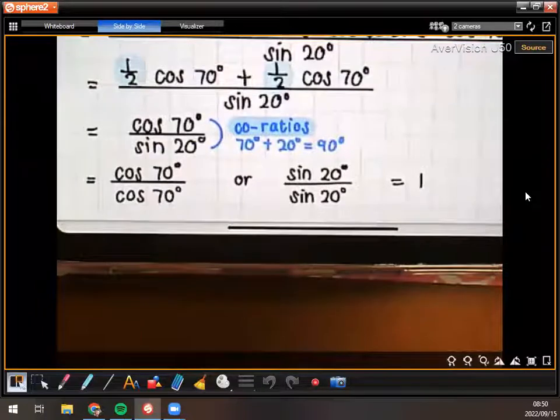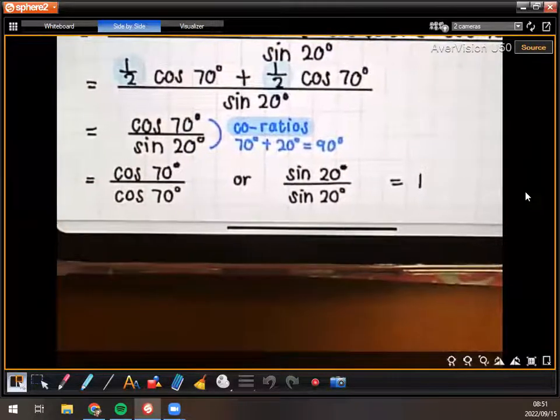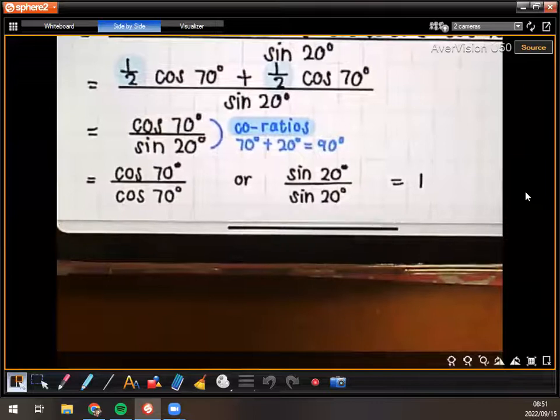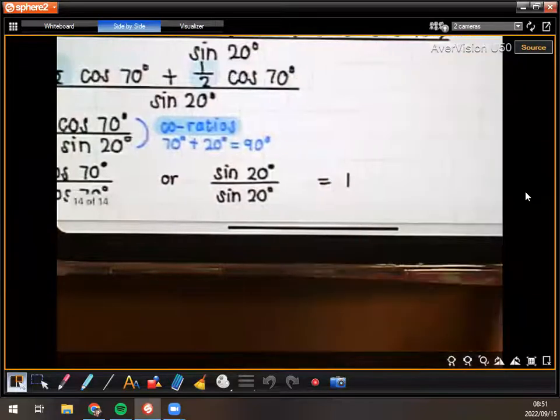So for example, also sin 10 and cos 80. Those are also equal to each other. Sin 40 and cos 50. Those are also equal to each other. If the two angles add up to 90, then they are equal. I'm going to give 2 of these to practice, so it's not a lot.